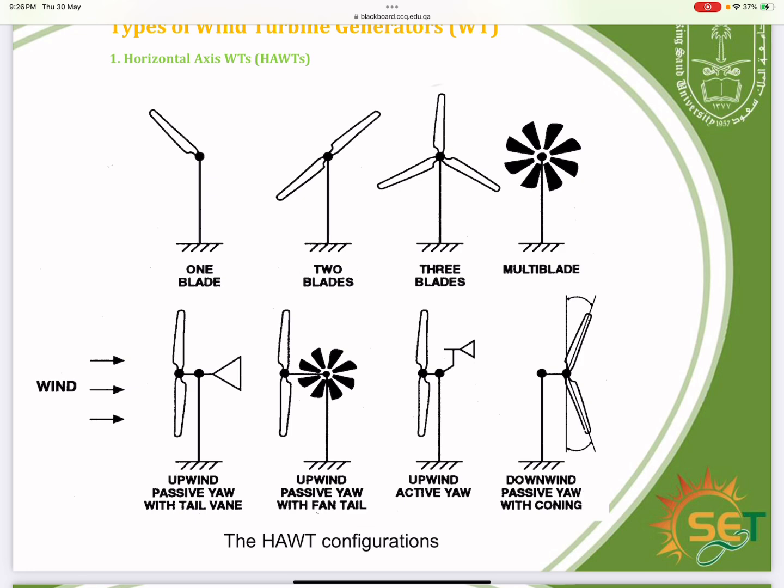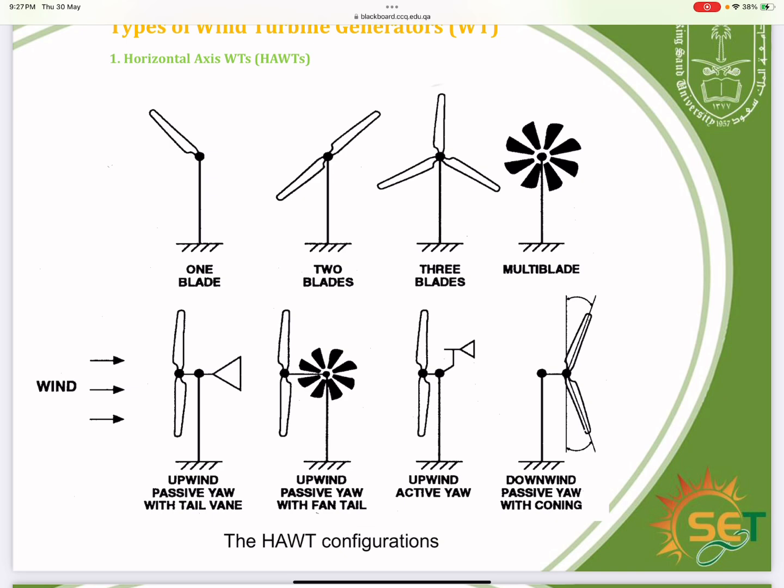The upwind active yaw advantages: highly precise control over turbine orientation, optimized energy capture by continuously aligning with the wind, and better performance in diverse wind conditions. The disadvantages are higher complexity and cost, and it requires more maintenance and sophisticated control systems.